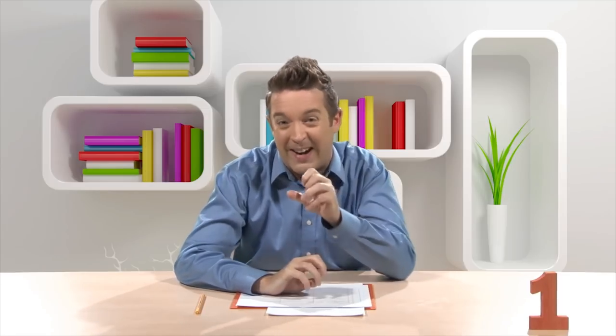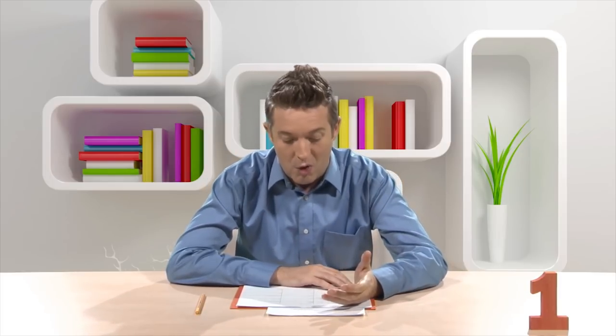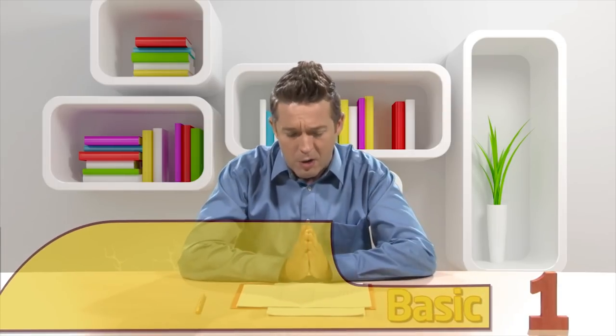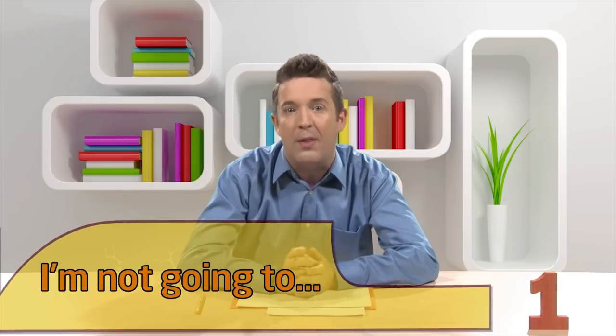Hola y bienvenidos a la clase número 57 de nivel básico. Vamos a seguir viendo el futuro con going to, pero esta vez vamos a verlo en negativo, con la partícula not. I'm not going to call her after work. No voy a llamarla después del trabajo, ¿ok? Vamos a centrarnos en I'm not going to. No voy a hacer algo.